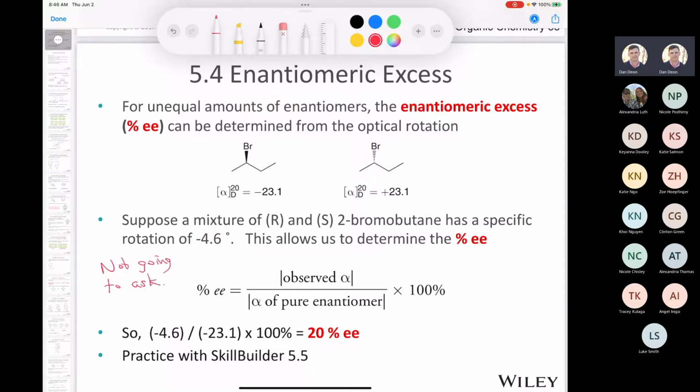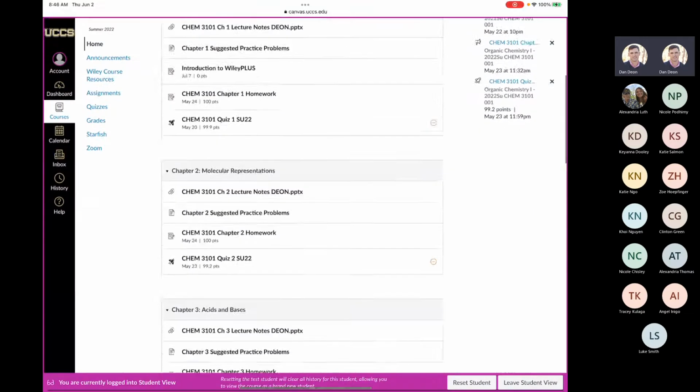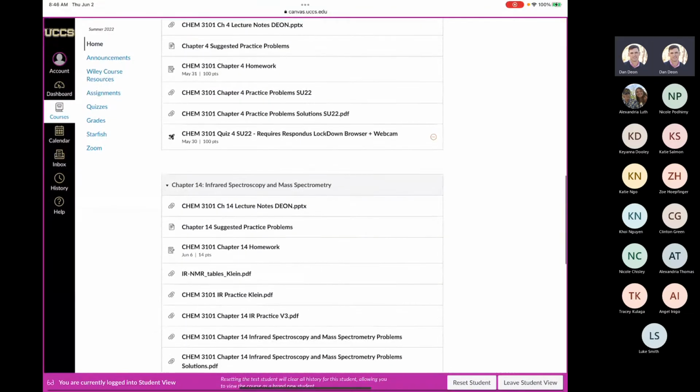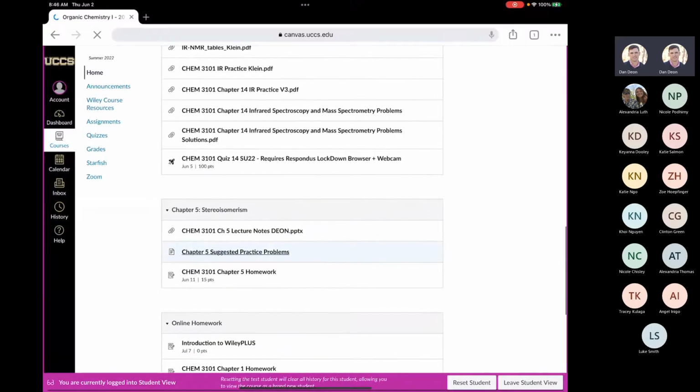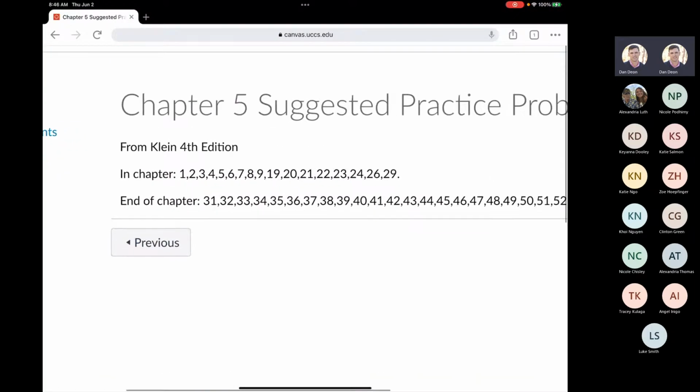Again, students are always wondering what's going to be on the quiz. Are you going to try to trick me? Is there going to be something that you didn't talk about, and you're going to surprise me and be like, you should have looked at it in the textbook? No. What you want to do is go into Canvas, go into the Chapter 5 module, and look at the suggested practice problems. When you open that up, you'll notice there's some numbers that I skip. It doesn't go from 1 to 29. You see there's a bunch of numbers that I skipped in there.